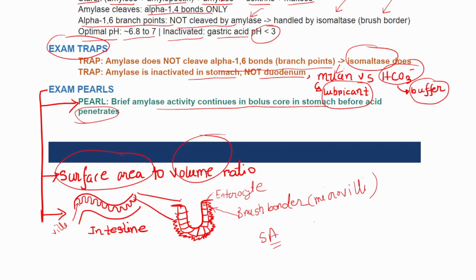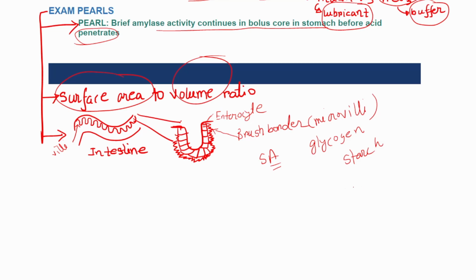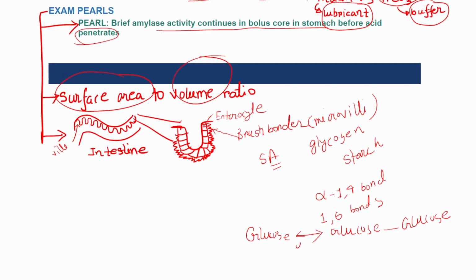Complex branched carbohydrates like glycogen and amylopectin component of dietary starch contain two primary types of linkage. One is continuous linear alpha 1,4 bonds and branch point, which are alpha 1,6 bonds. If we draw it here, let's say this is glucose, these bonds are alpha 1,4, but these bonds are alpha 1,6 branch points.